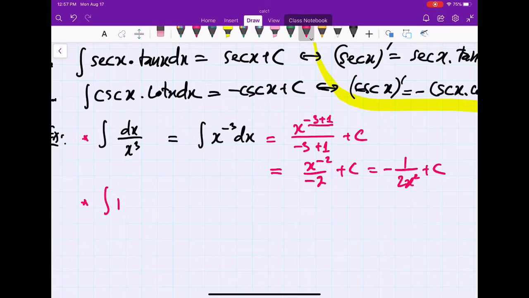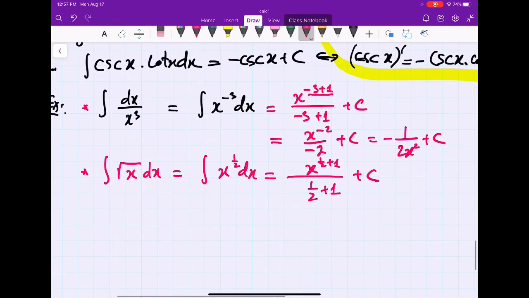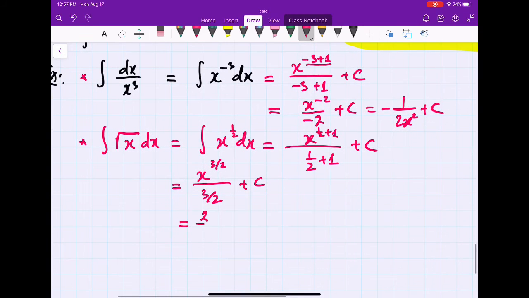Now let's consider another power function, the square root of x. You write square root of x as x to the power 1/2, right? And you use the power rule, so you have x to the 1/2 plus 1, over 1/2 plus 1, plus c. 1/2 plus 1 is 3/2, divided by 3/2 plus c. Or you can write that as 2/3 x to the 3/2 plus c. Okay.